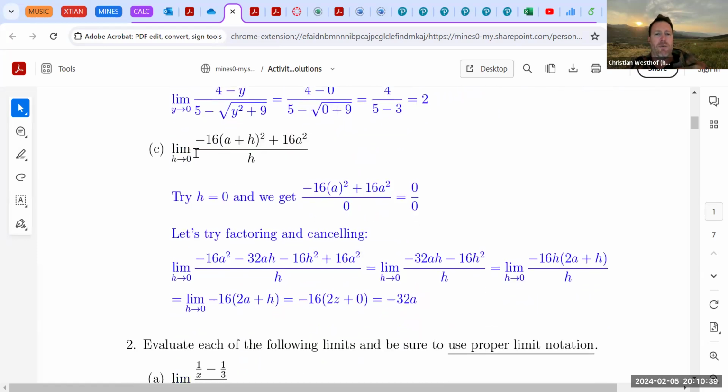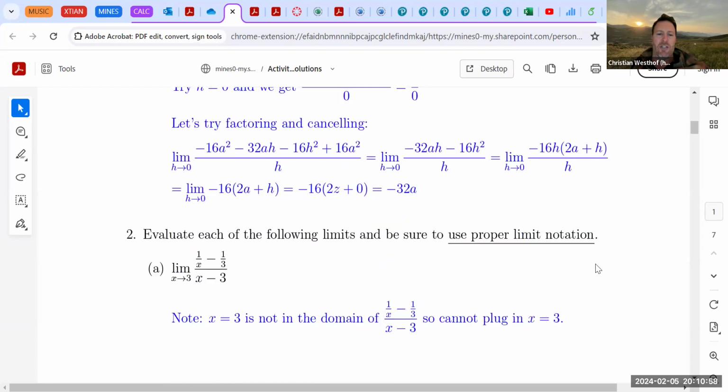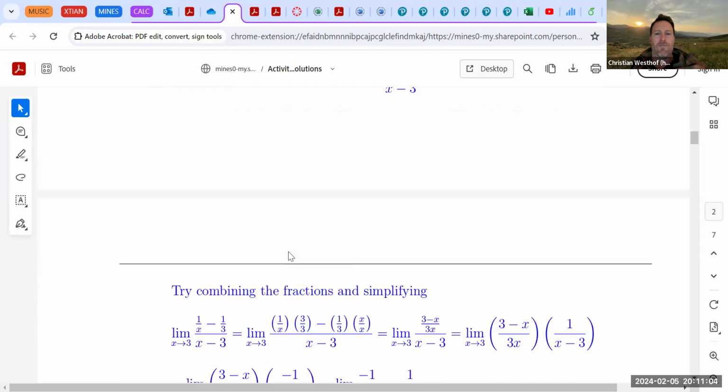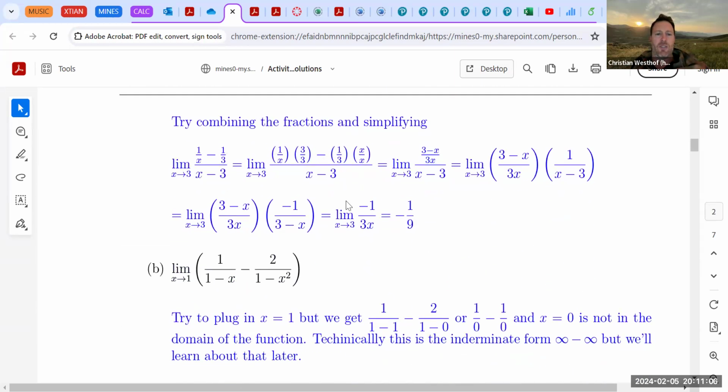Here, if we plug in 0, we get an indeterminate form. You should FOIL out, expand the numerator, and cancel some things. You're left with a negative 32AH and a negative 16H squared. They factored out an H or even just a negative 16H. The H's cancel, and then you plug in the 0 just for the H, not the A. Here, indeterminate form, you have fractions again, so find a common denominator. That's what they're doing in this process.